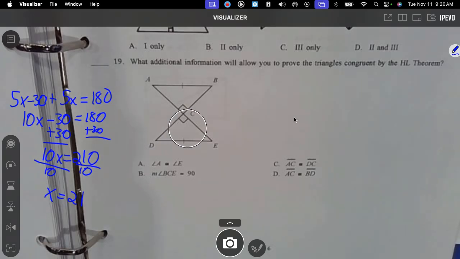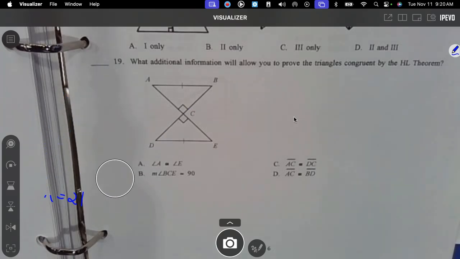So it's telling us we have to use hypotenuse leg. What do we know? We do know they're 90-degree angles. We do know that the hypotenuse is the same. What is the only thing missing? Hypotenuse leg. We know they're 90-degree angles with the hypotenuse equal. What else is in the name? Hypotenuse leg. Leg. We just need to know that there's a leg that's the same. What does A say? Does that say that there's a leg the same?